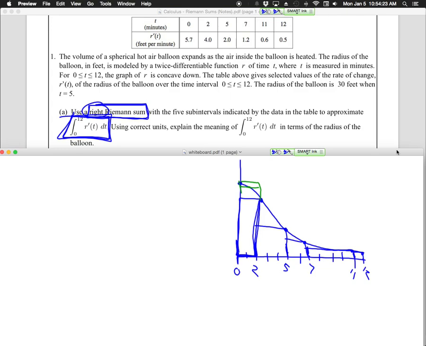So now I just need to find out the area of each one of those rectangles and then add them up. So what do we use to find the area of a rectangle? Length times width. So on this first one, what's my width? 2. Now the length is going to be the height of it. So what's the height of this first rectangle? 4. Okay. On the second one, what's the width of it? 3. And what's the height of it? 2.